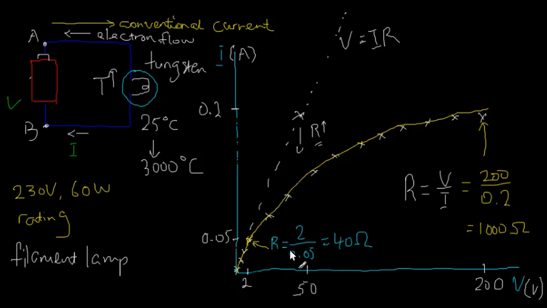So you see, from 40 ohms at room temperature, the resistance goes all the way up to 1000 ohms at 200 volts at this 3000 degrees Celsius. That's the kind of increase in resistance that happens when we switch on a filament lamp, all the way from 40 ohms to 1000 ohms. A huge increase in resistance, and that's quite typical of metals. If you raise the temperature by so much, the resistance will increase a lot.